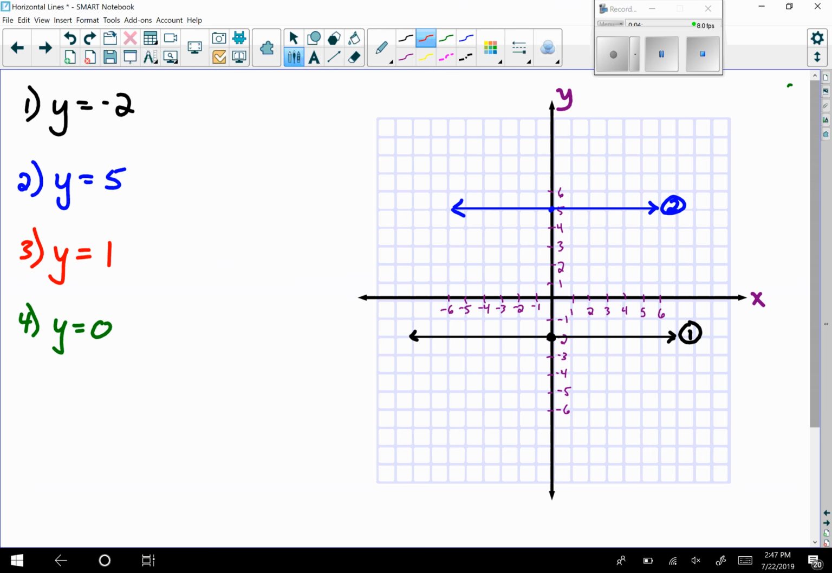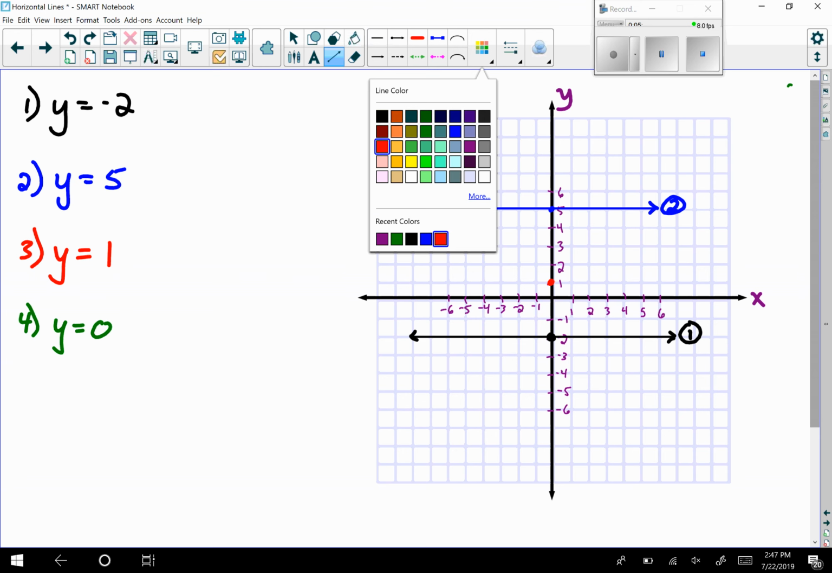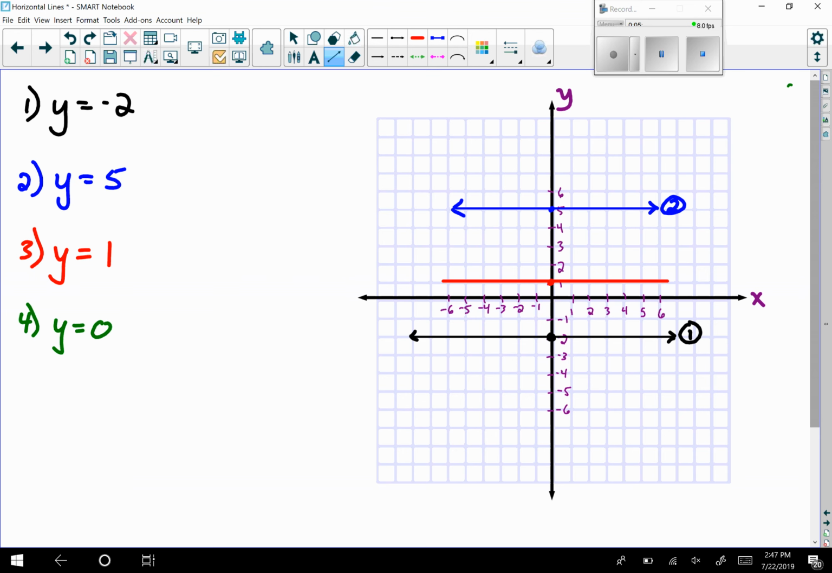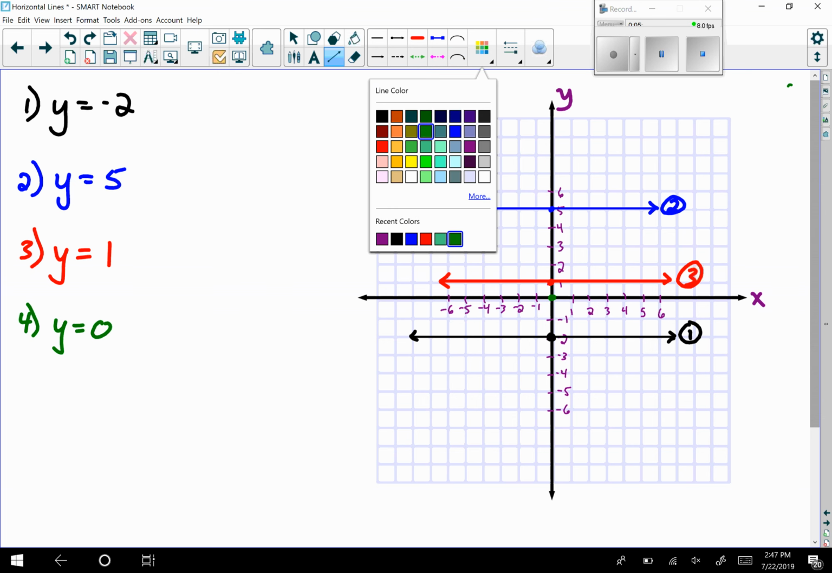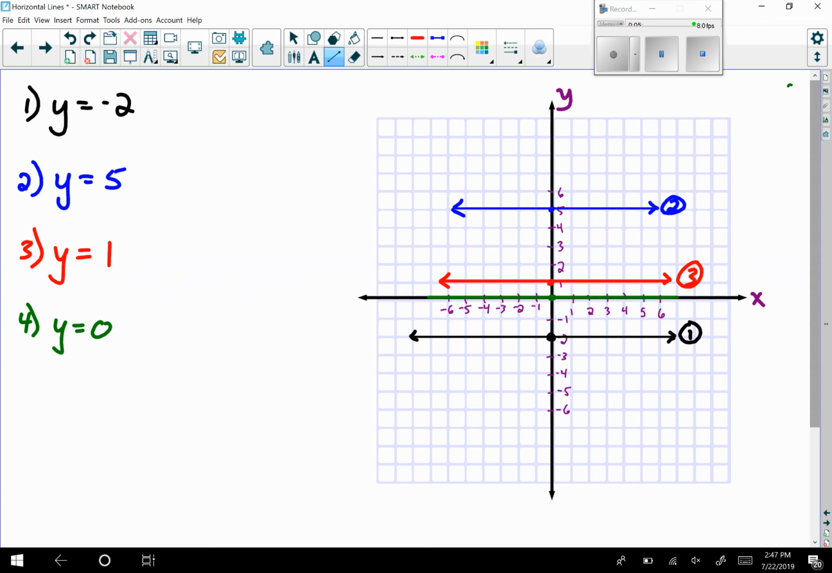So in order to graph y equals 1, I'm going to go to +1 on the y-axis, and again, just draw a horizontal line going through that. And then there's our graph for y equals 1. Call that example 3. And then our last example is at y equals 0. So when y is 0, we're actually on the x-axis. So we're actually going to have a line that is our x-axis. And there's our fourth example.